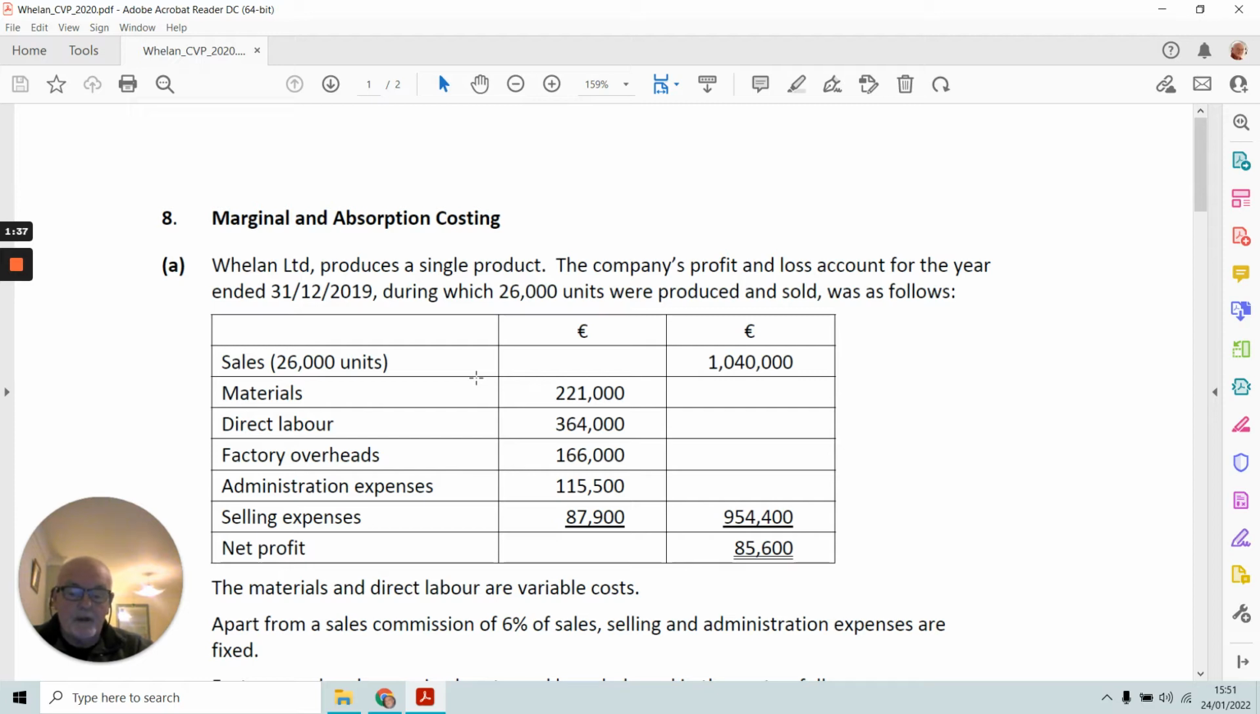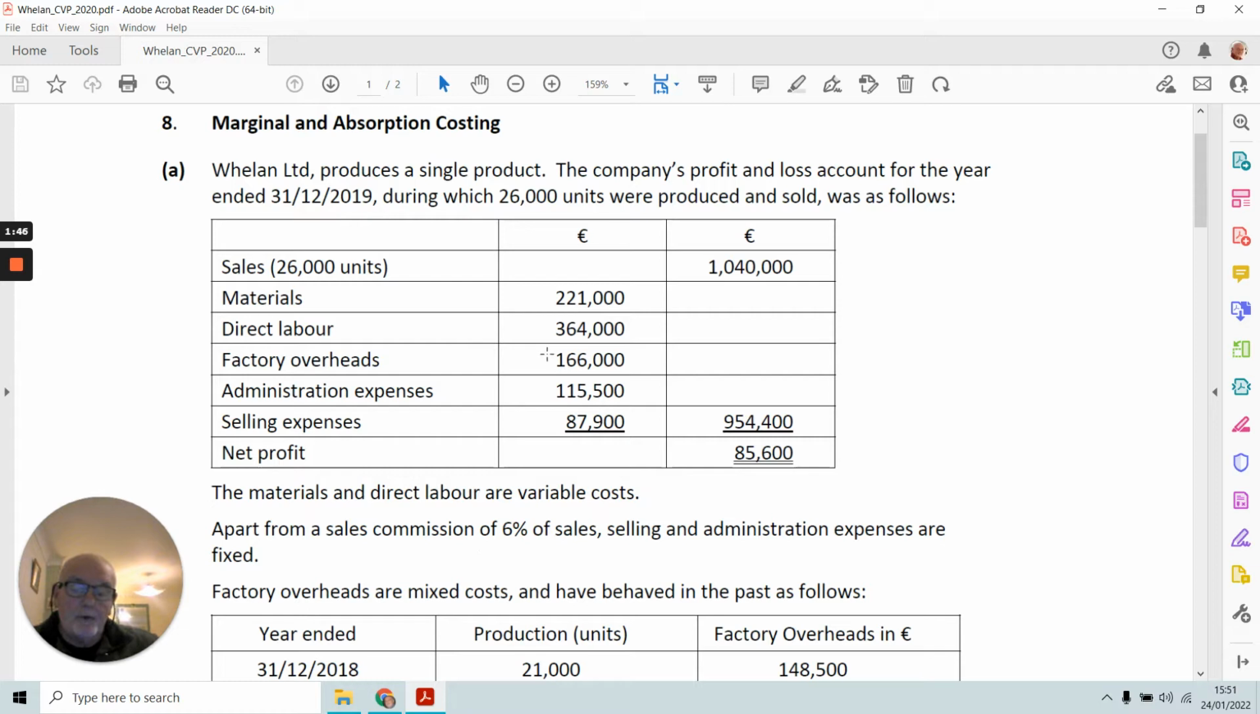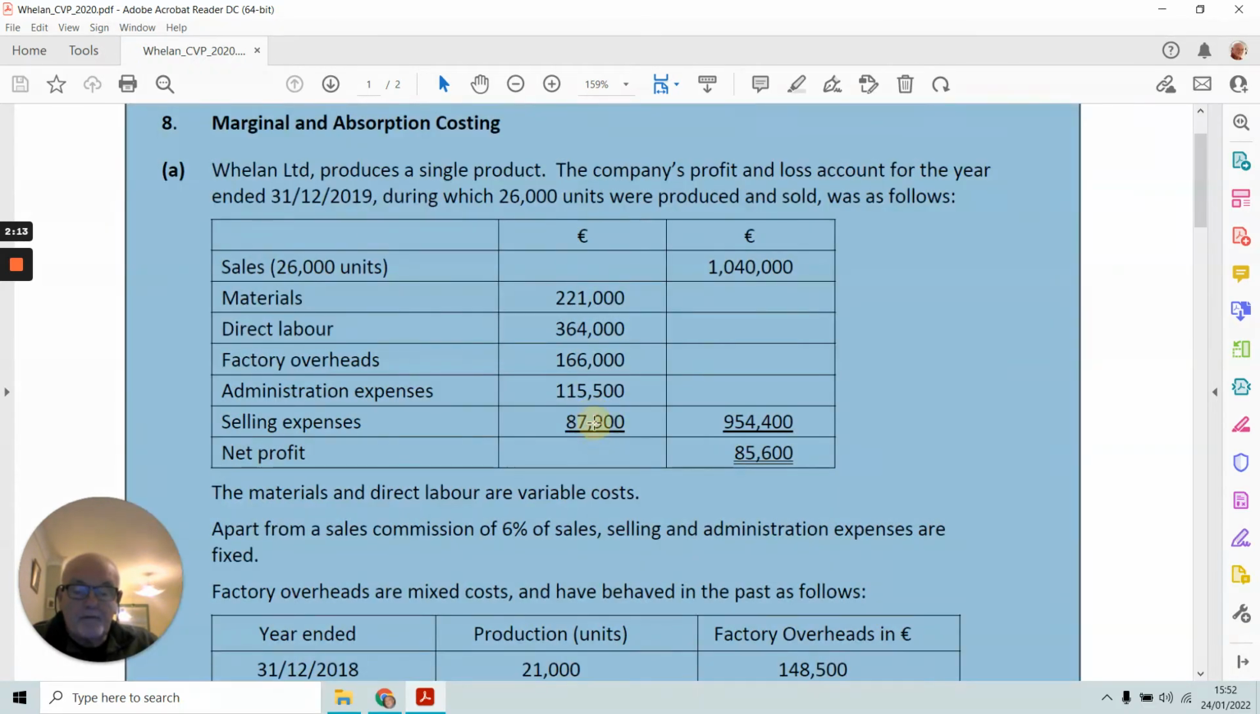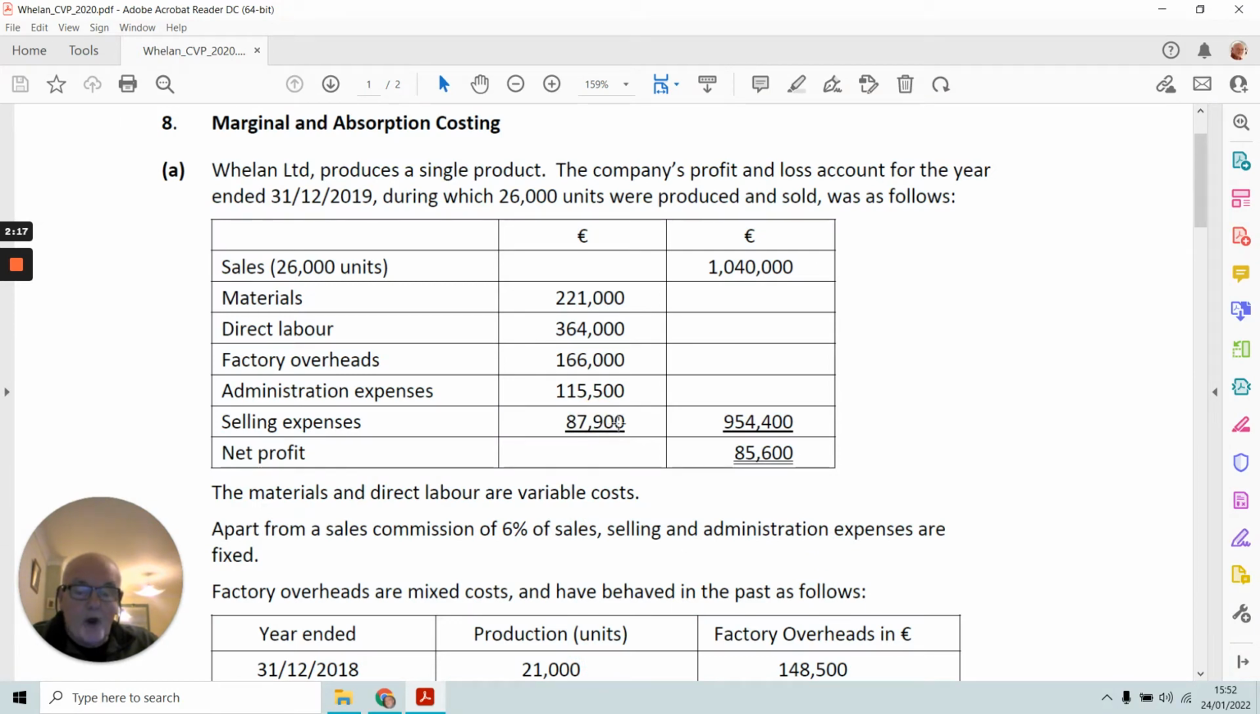The question tells us that our factory overheads are mixed costs. In other words, they include both fixed and variable elements, and we'll come back to that in a moment. Our admin expenses and selling expenses, the question tells us, are all fixed except for a sales commission of 6% of sales. And if you get 6% of €1,040,000, that will give you 62,400. So we know that 62,400 of this figure for the selling expenses is variable. So the remainder of the 87,900 minus the 62,400 for sales commission will be fixed costs. Administration expenses are all fixed.